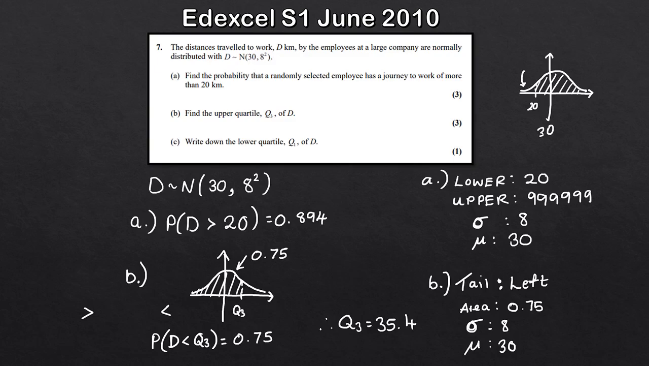And for part C, there's two ways of doing it. You can do it in a similar way, using your calculator to find Q1. In that case, we just need to change the area on our calculator to 0.25. Or the other way you could think about it is by doing a graphical method. So if we think about part C here, we've got our sketch again.